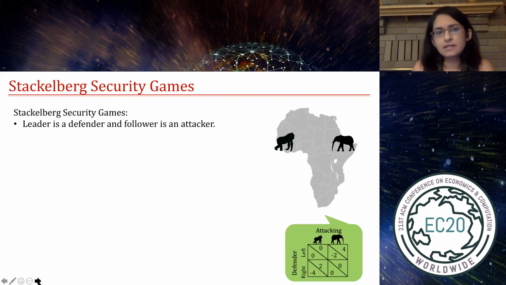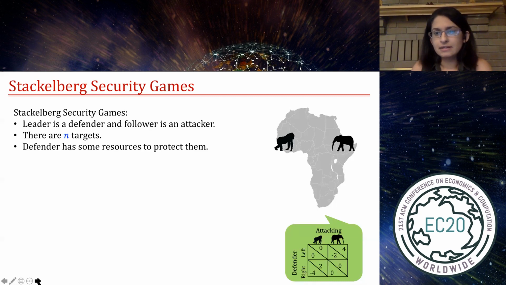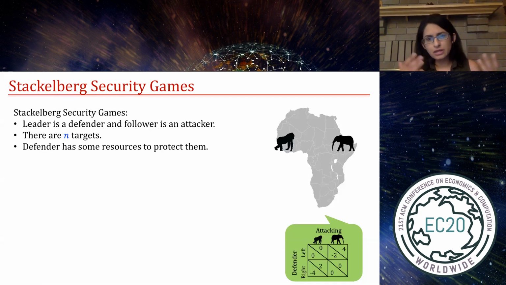The leader is taking the role of a defender, and that's also the role of the learner when you're trying to learn about an attacker. And the follower is the attacker. You can think about it as having n targets, for example, gorillas and elephants here. And the defender has some resources that he can use to protect these targets. For example, maybe it has one vehicle that can at one time or another be around the area where elephants or gorillas would be poached.